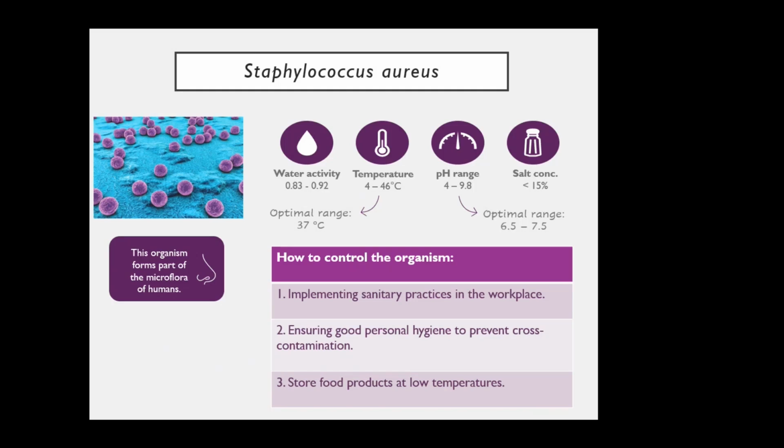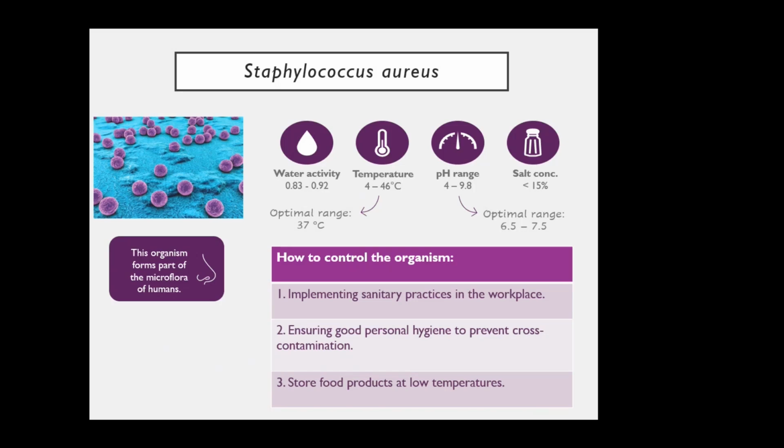so it can survive in products that have quite a lot of salt. Now, Staph aureus is an organism that is also found in the human body, especially the nose, the mouth, the throat, the eyes. So if you do not have good personal hygiene, Staph aureus can very easily cross-contaminate into a food product. We will control this by implementing sanitary practices in the workplace, which include hand washing, wearing of PPE, and good personal hygiene practices like not sneezing over food and not working with food when you are sick.